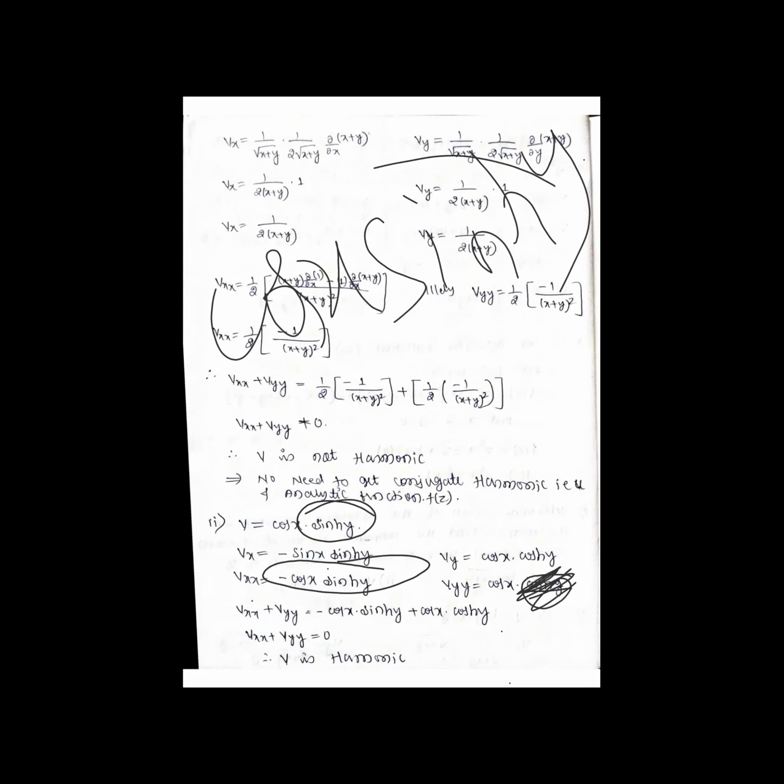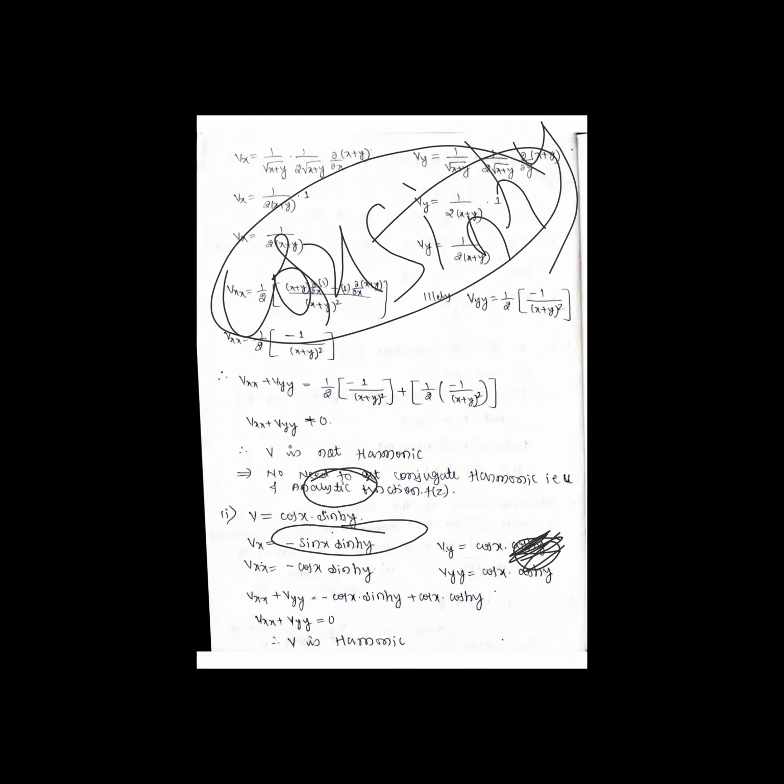This should be cos of x sine hyperbolic of y. I wrote again cos hyperbolic of y only. So therefore, when you add this one plus this one, it reduces to 0. Therefore, V is harmonic. When V is harmonic, we will get U.